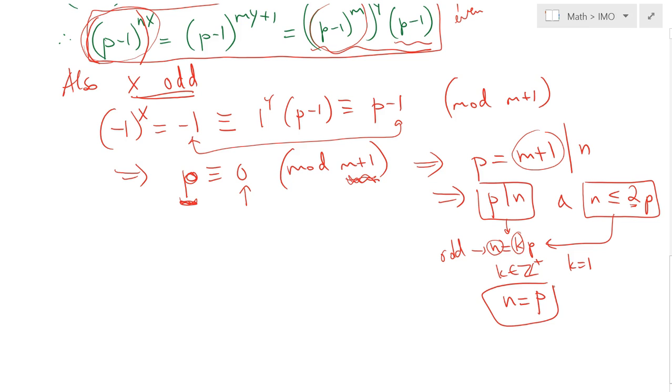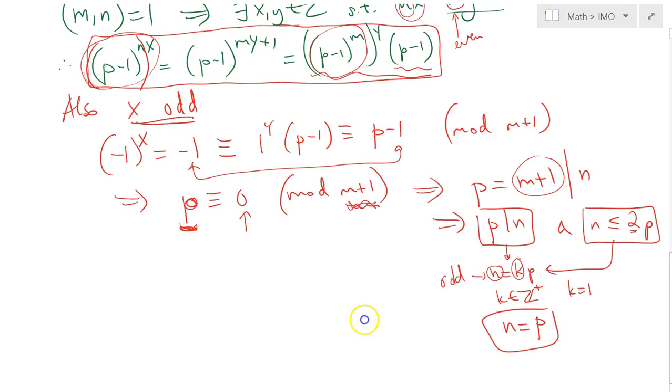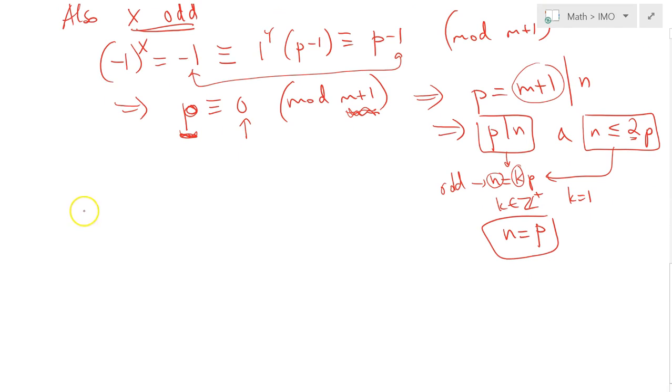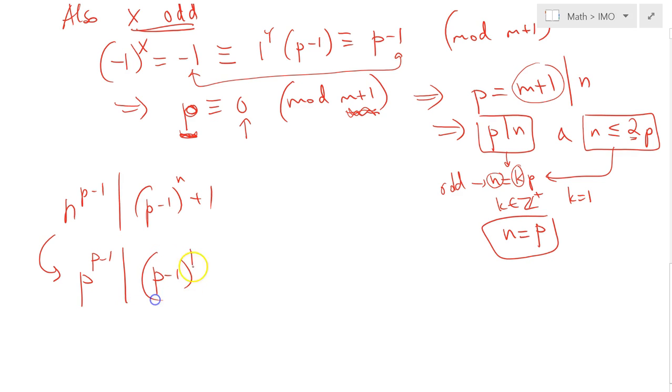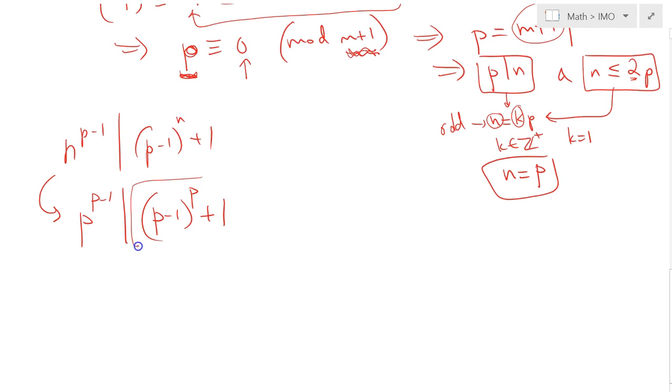Now we can go back to the original problem and look at the condition carefully. We have the condition n to the power p minus 1 divides p minus 1 raised to the nth power plus 1, which has now transformed into p raised to the power p minus 1 divides p minus 1 raised to the power p plus 1. And now I can make use of the binomial theorem to expand this expression and see how many p's this expression would hold.